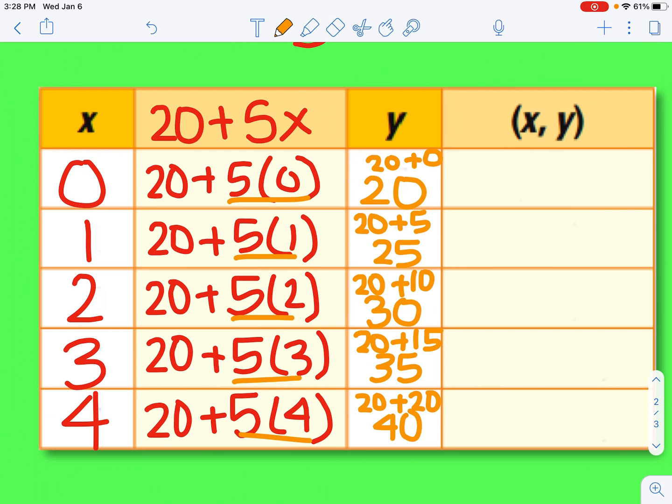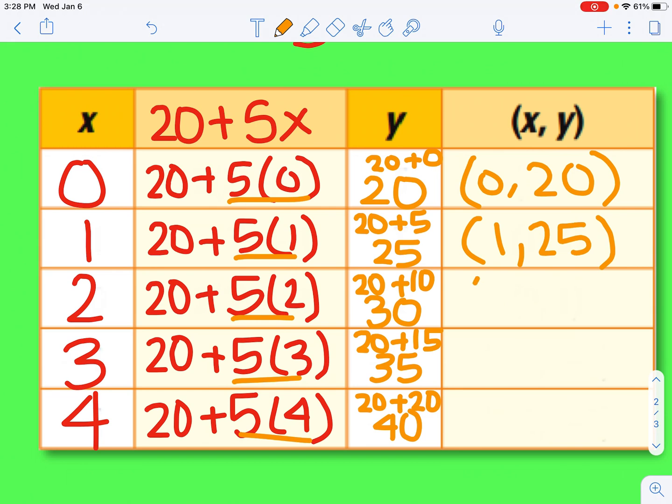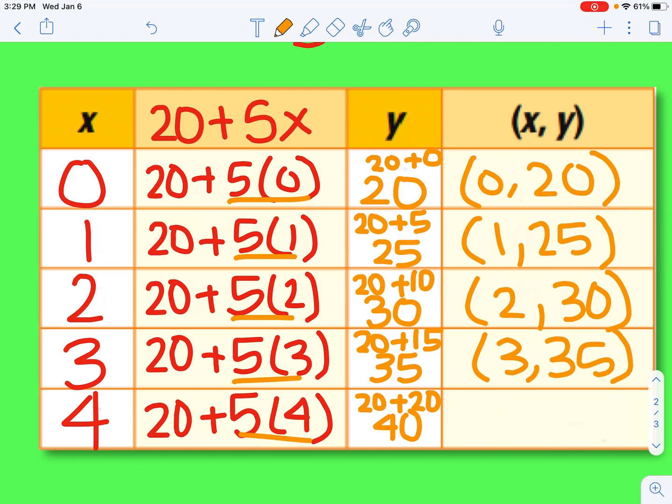Alright, so now let's fill out our coordinates. So our first one was 0, 20. Our second one was 1, 25. Our next one was 2, 30. Our next one was 3, 35. And lastly, 4, 40.